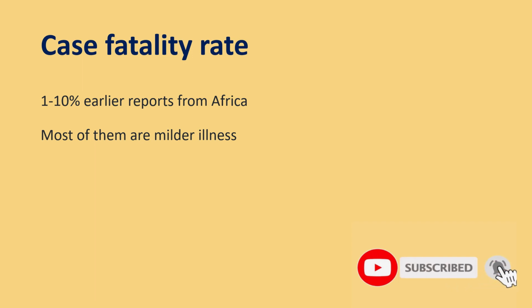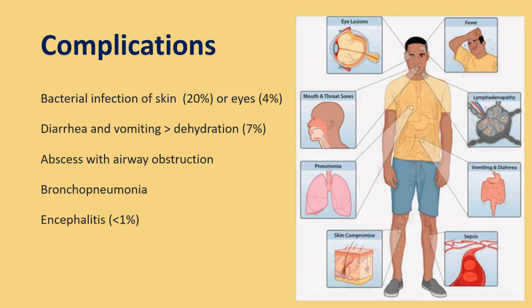However, most of the illnesses are usually mild and the current West African clade has a lesser mortality rate. Secondary bacterial infection of the skin and eyes are the most common complication following monkeypox infection. Diarrhea and vomiting leading on to dehydration may also prompt hospital admission. Other common complications include abscesses with airway obstruction, bronchopneumonia. Encephalitis is a rare complication of monkeypox infection.